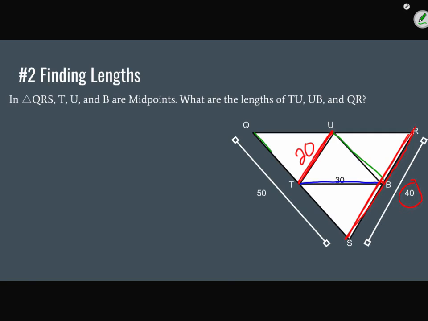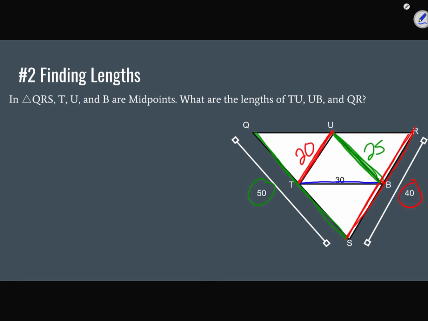So QS. Boom. Bam. Now, what is the length of QS? 50. So then, if it's 50, what would this be? 25. All right, cool. So now, what can we say with confidence? We could say that TB.